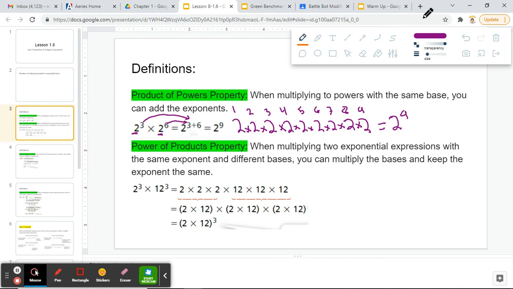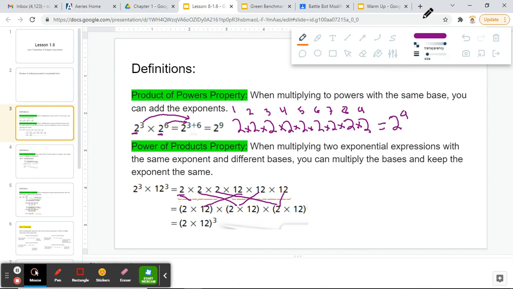So for 2 to the 3rd times 2 to the 12th, if we rewrite this here, we could rewrite it as 2 times 2 times 2. That's where the 2 to the 3rd comes from. And we could rewrite 12 to the 3rd as 12 times 12 times 12. So if we rearrange this using our associative property, we can take each 2 and 12 and pair them up together. So these 2 would go here, these 2 would go here, and these 2 would go here. So we have 2 times 12, 2 times 12, 2 times 12.